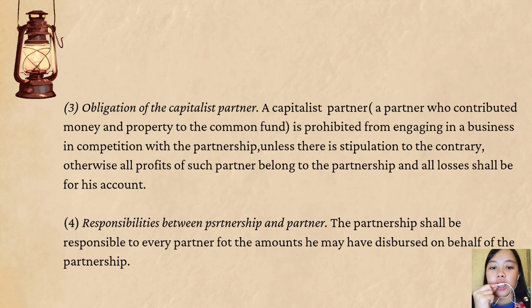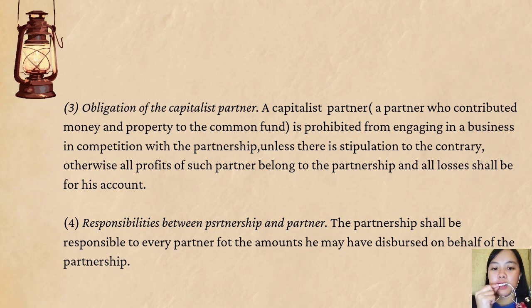Obligations of the capitalist partner. A capitalist partner, or a partner who contributed money and property to the common fund, is prohibited from engaging in a business in competition with the partnership, unless there is a stipulation to the contrary. Otherwise, all profits of such partner belong to the partnership, and all losses shall be for his account.